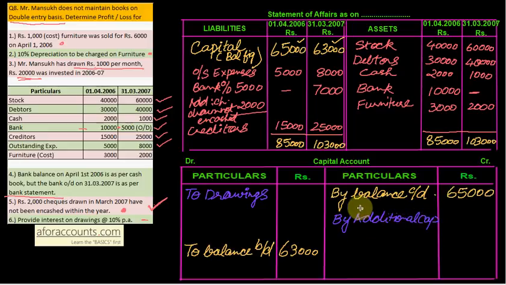Actually you can write "by bank" for the money that came from the bank, so bank and cash, and in the inner columns you can write additional capital, and the balancing figure will be your net profit. So let's start drawings.